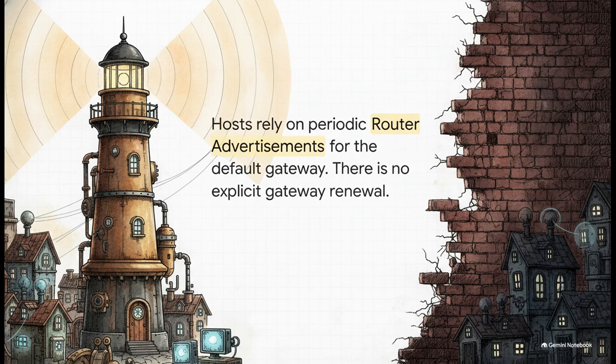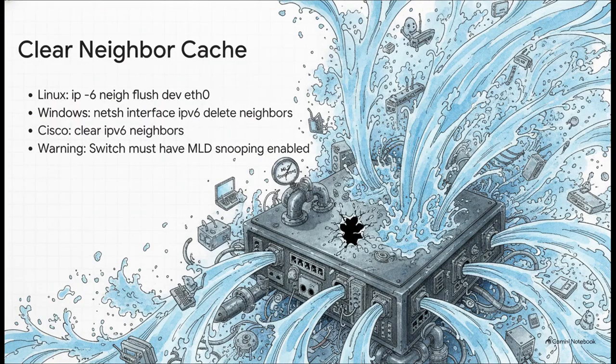Hosts are totally reliant on a constant refresh of these RAs. So if your switch accidentally blocks them, say because of a slight misconfiguration, your hosts will silently drop their default route. And since there's no IPv4-style DHCP lease renewal to fall back on, the connection just breaks out of nowhere. And since ARP is out of the picture, we now rely on the Neighbor Discovery Protocol, or NDP. You've got some handy command line tools right here for clearing the neighbor cache across Linux, Windows, and Cisco systems. Definitely keep these in your back pocket.